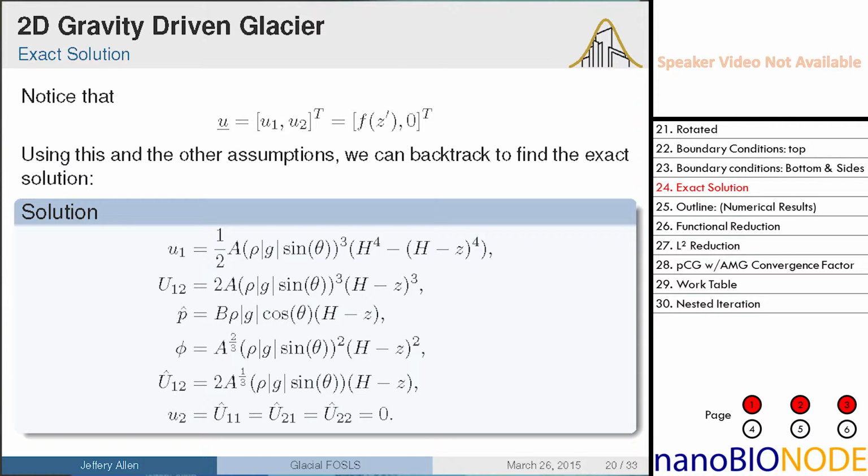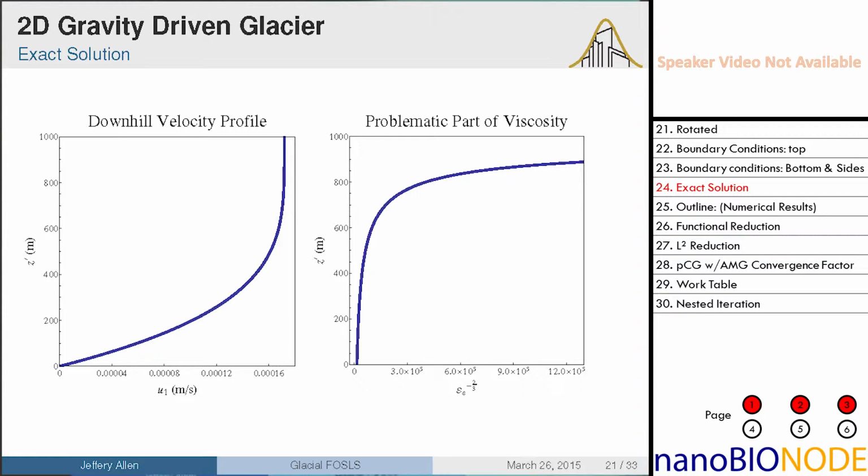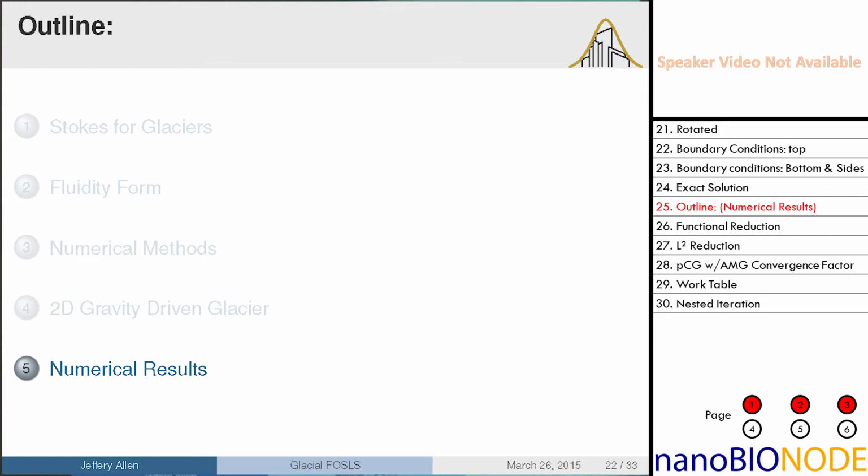which will be very helpful in calculating error later on. If we graph the velocity profile U1 with respect to height, we can see that in this region, the glacier is moving at pretty much a constant speed, which corresponds to a pretty large viscosity, going off to infinity exactly at the height. And we're in the millions by just slightly above 800 meters. So this test problem exhibits the issue that we were talking about earlier with the infinite viscosity blowup, which will make it an interesting case. So let's talk about the numerical results.